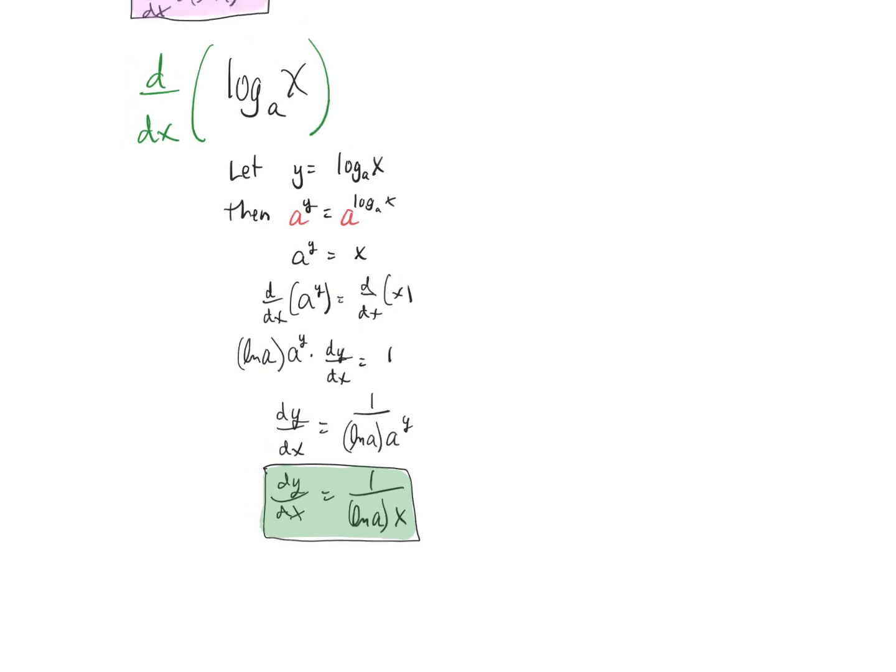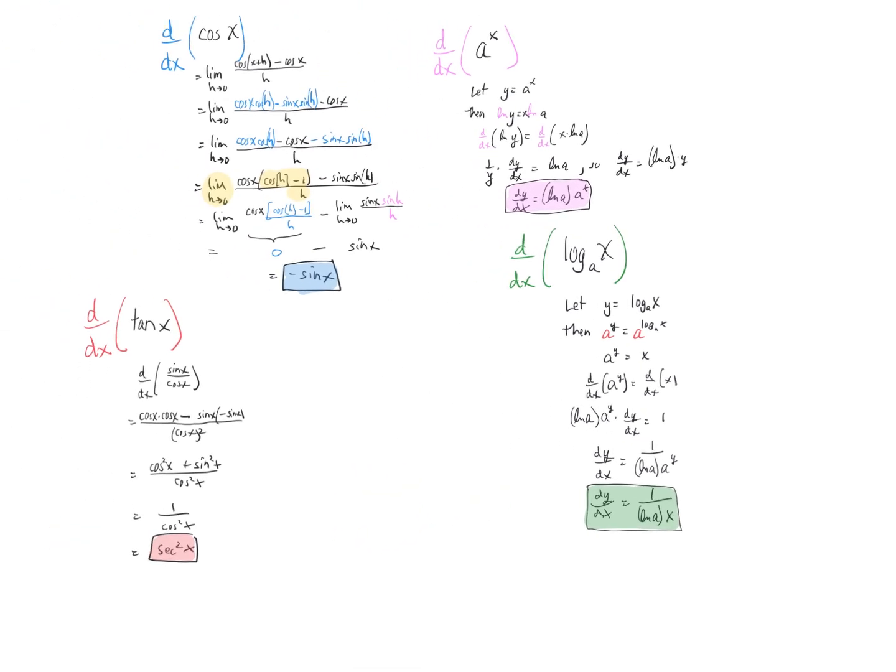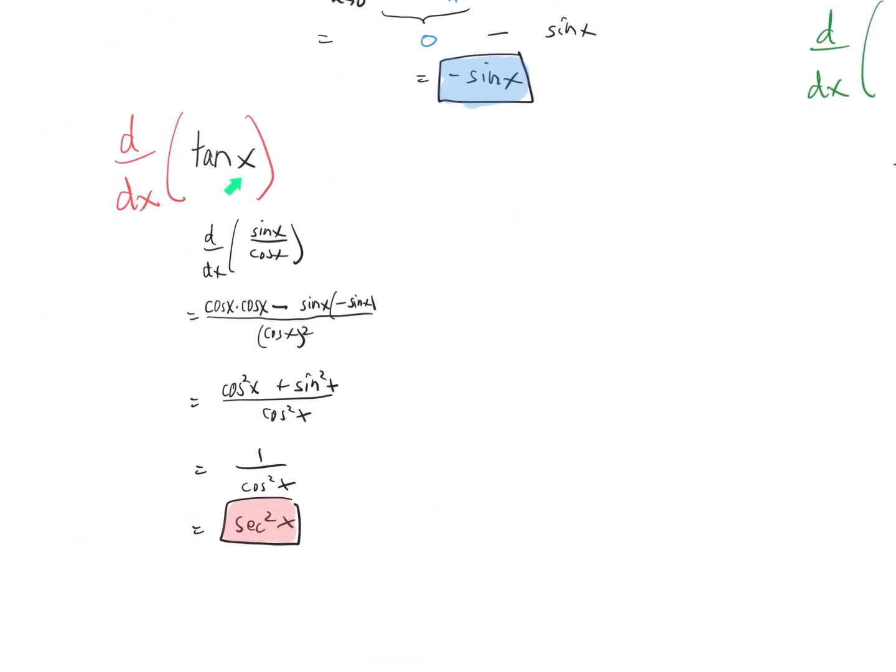All right, so I think there's one more on this page. Yeah, tangent. We just used the reciprocal identity and then the quotient rule. And that quickly runs the course to tangent's derivative being secant squared.